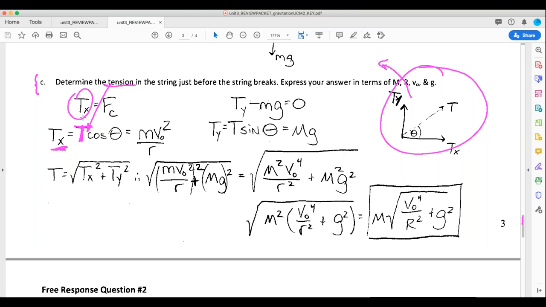And I can divide both sides by cosine theta. So I suppose that you could just say that T is equal to mv naught squared over r divided by cosine theta. That's one approach to doing this. The problem is that when you read the question, that's what I would have done. But in this question, they say, hey, we don't want it in terms of theta. So I'm kind of stuck here. I've got to be really honest.